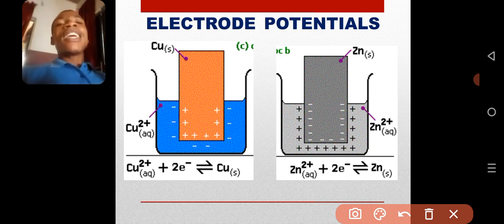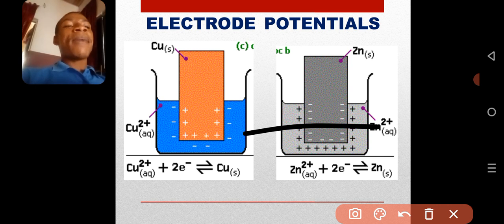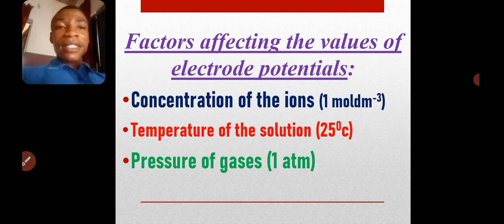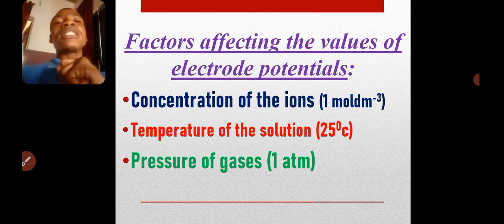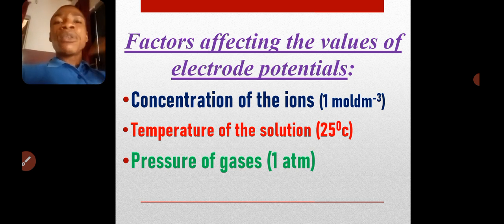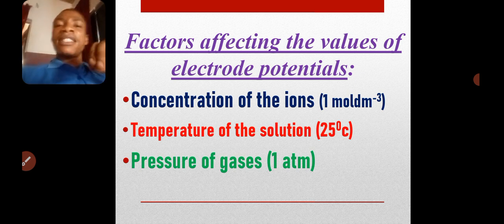However, the value of the electrode potential varies depending on the condition of the environment. For example, concentration can affect what the value of the electrode potential will be. Temperature can affect the voltage also. Then if gases are present, the pressure of gases can also affect it.